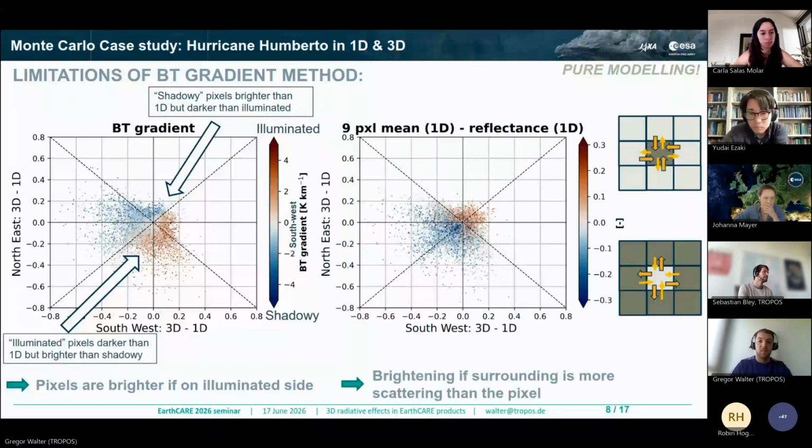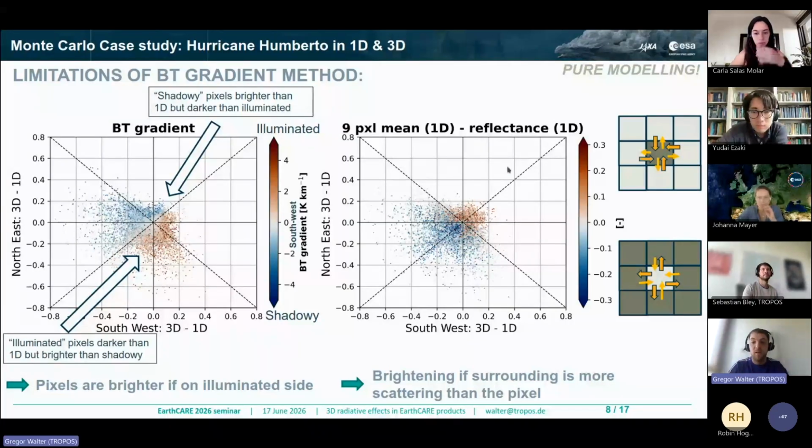And the other component can be explained by the horizontal photon transport. So again, the concept is shown on the right. So the positive values indicate that the pixel we're considering receives more photons from neighboring pixels than it gives, and opposite for the negative values. So as a proxy, we use the 9-pixel mean, so also the surrounding of the pixel we're considering, and use the difference to the reflectance.